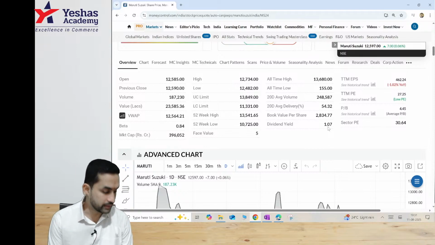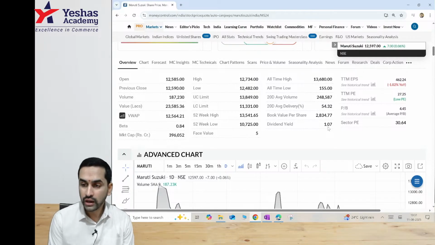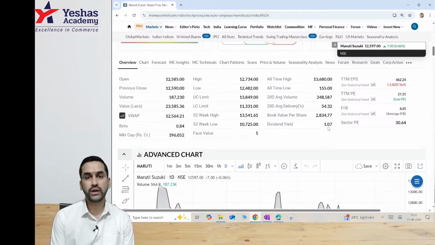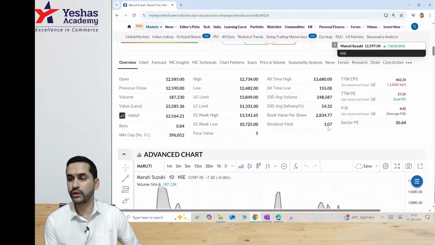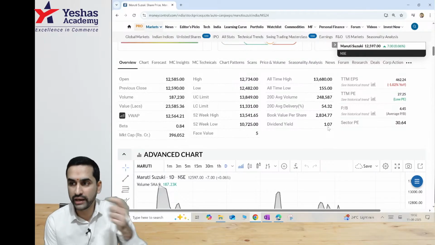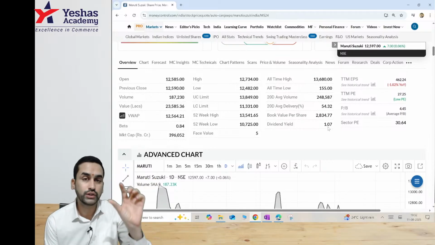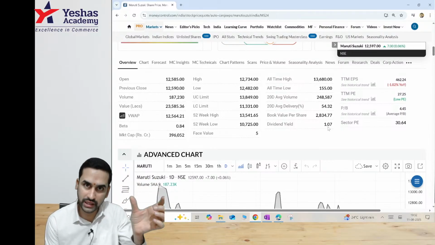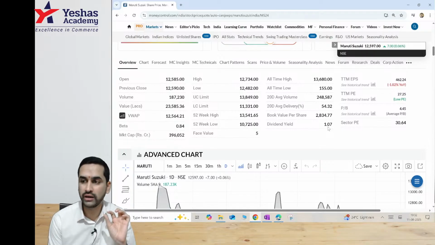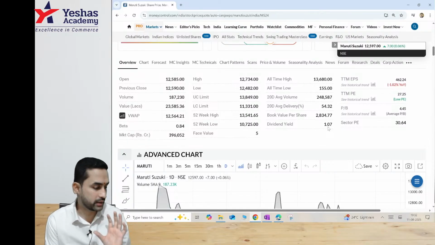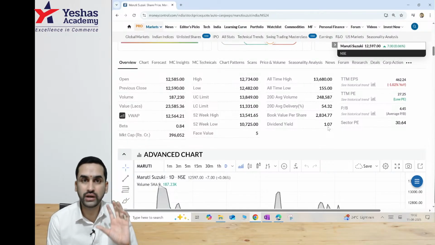Then understand one thing. People are not buying shares only for dividend. They are also buying for capital appreciation. What is capital appreciation? You would have bought it at a particular rate, and today it would have gone up by 3, 4, 5%. So that 5% is appreciation plus 1% is dividend. Together is your rate of return.